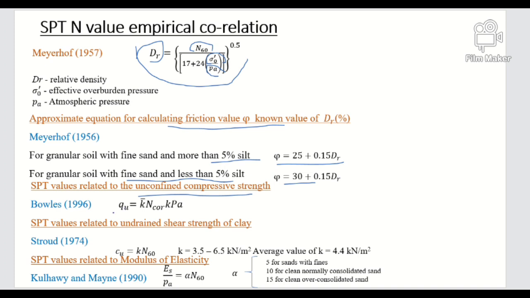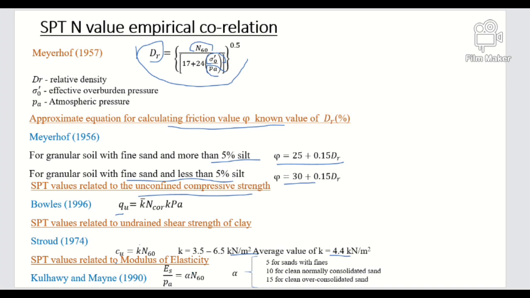Another thing we can determine is the unconfined compressive strength. As per Bowles 1996, the unconfined compression qu is equal to K and corrected N, in kPa. And we can also determine the undrained shear strength of the clay. If the ground has soft clay, we can determine Cu equal to K, a coefficient, times N60. Here K is equal to 3.5 to 6.5 kilonewton per meter square. As an average value we can take 4.4 kilonewton per meter square.